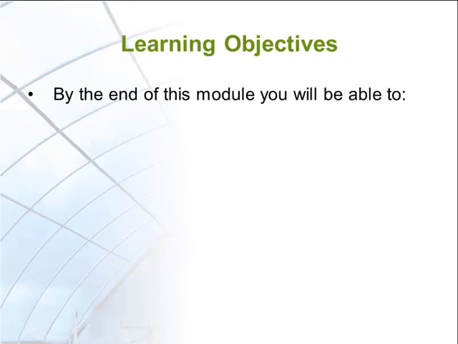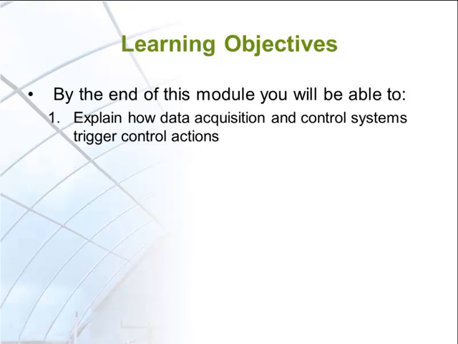By the end of this module, you will be able to first explain how data acquisition and control systems trigger control actions, how a data acquisition and control system works, and how an actuator such as a heater can be automatically turned on for heating in response to readings of temperature sensors in a greenhouse.